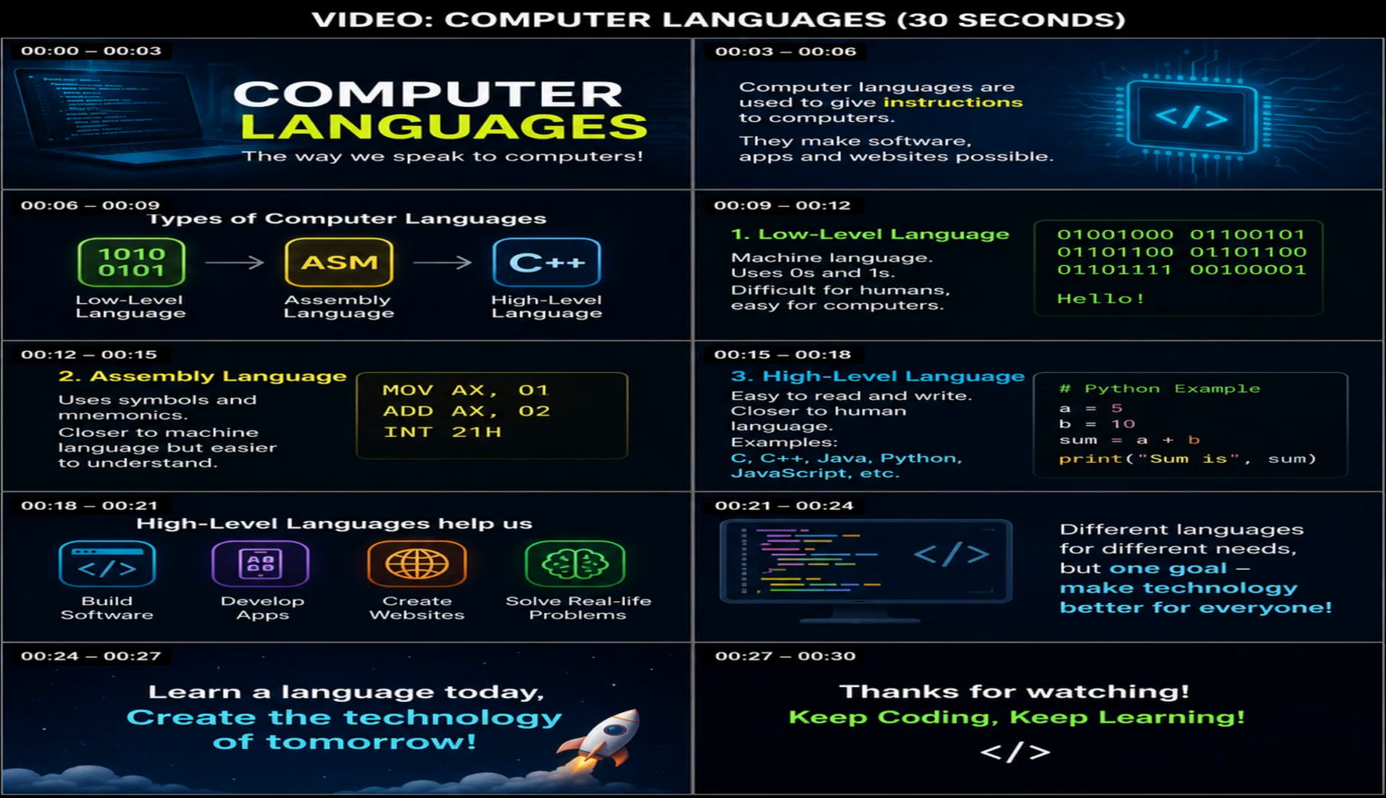There are three different types of computer languages. The first is low-level languages, the second is assembly-level languages, and the third is high-level languages. First, let's learn what low-level languages are.